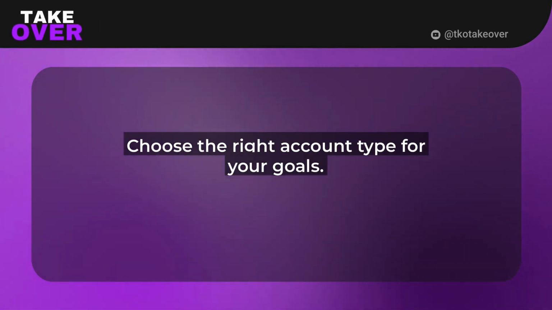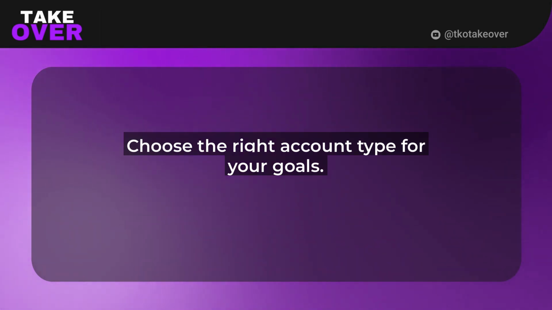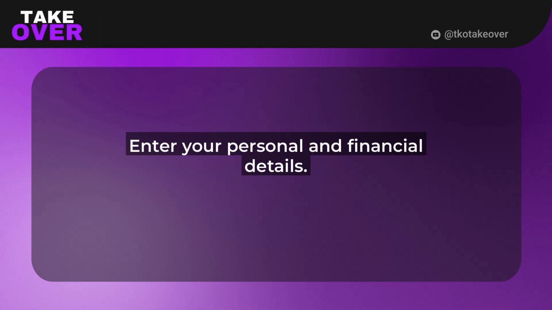Next, you'll need to choose the type of account that fits your needs. Fidelity has options like individual brokerage accounts, Roth IRAs, or even joint accounts if you're sharing with a partner. Think about your goals. Are you saving for retirement or trading stocks actively? Select the one that matches what you're aiming for.